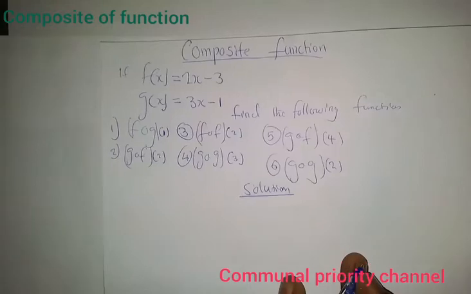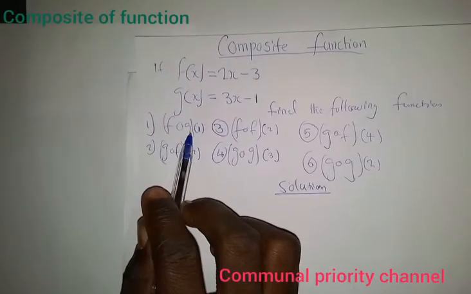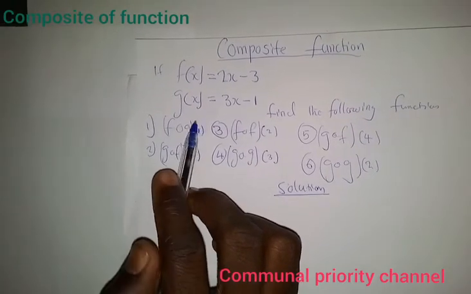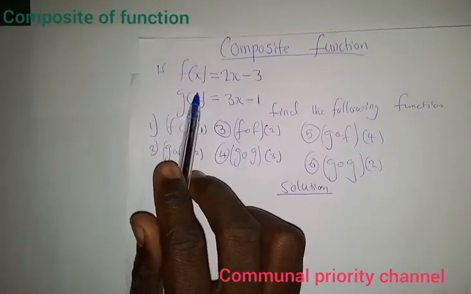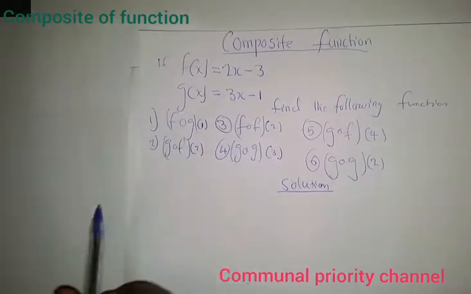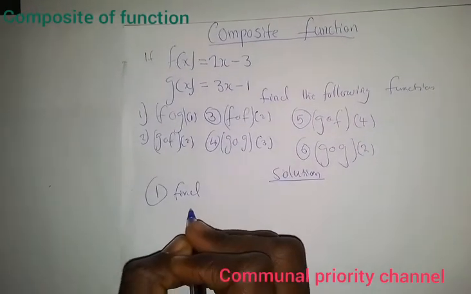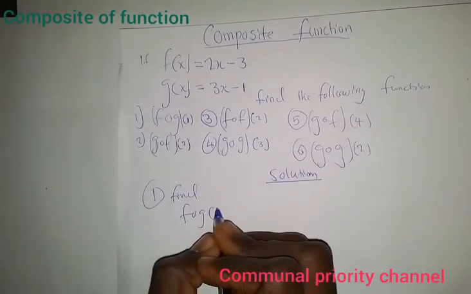So first of all, before you find f of g of 1, you have to find g of 1. And we're going to substitute 1 in g of x. Whenever you see x, we are going to substitute it with 1. For example, question number 1, find f of g of 1.